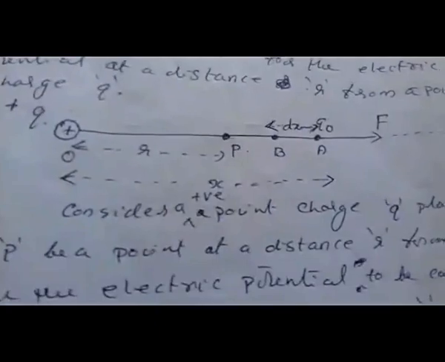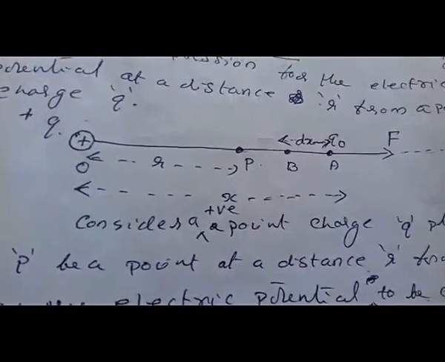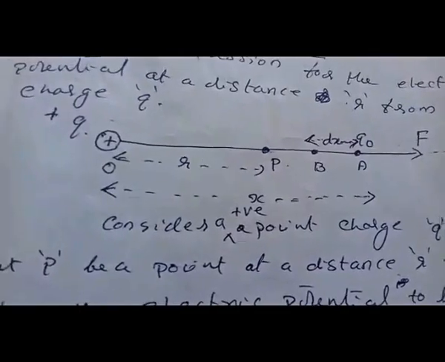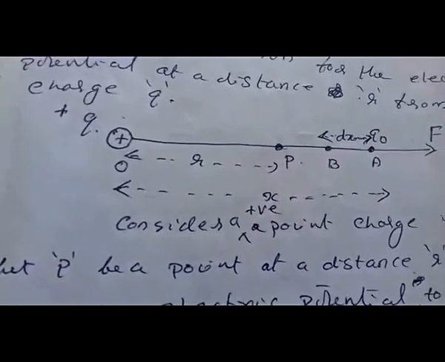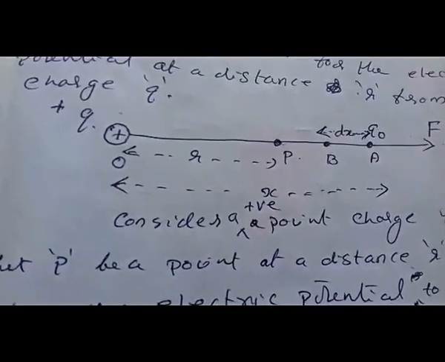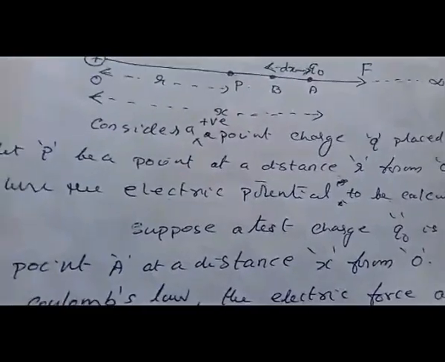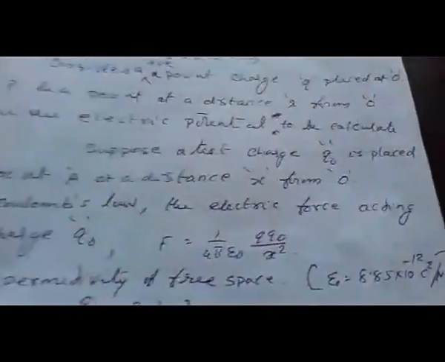Derive an expression for the electric potential at a distance r from a point charge q. Look at the figure carefully. Here I marked 4 points O, P, B, A. At O, the source charge Q is located. Test charge Q0 is placed at A in the electric field of the source charge. P is a point at a distance r from O where the electric potential is to be calculated. Suppose a test charge Q0 is placed at point A at a distance x from O.